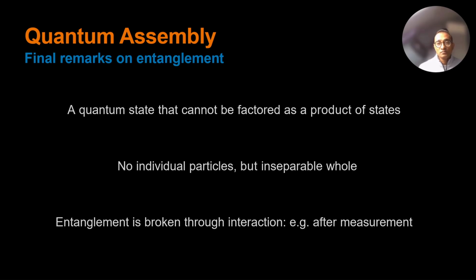Now, a quick final remark on entanglement, which is a very useful property: it is a state that cannot be factored as a product of states. That's why you cannot take a reverse step. There are no individual particles, though they seem like it, for example in superposition, but they are inseparable as a whole. It is possible to break the entanglement through interaction, for example after measurement, by applying certain techniques, but overall, entanglement represents the very core of quantum capabilities.